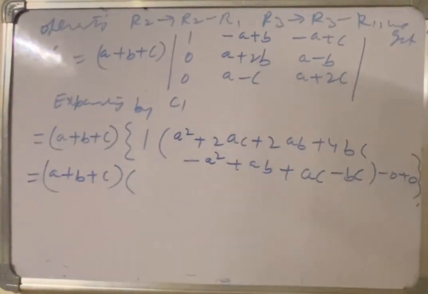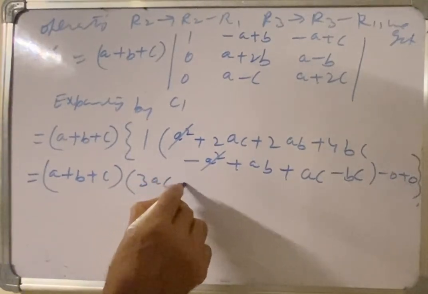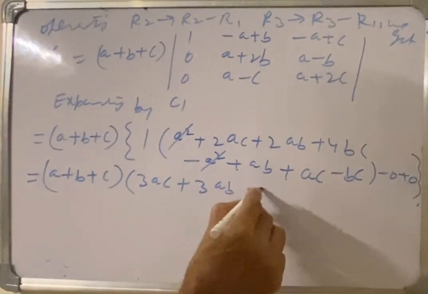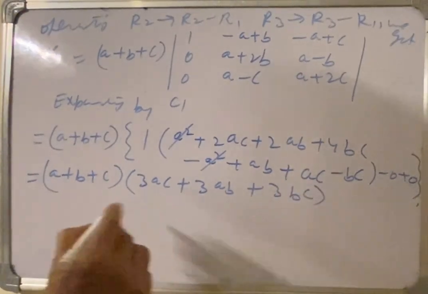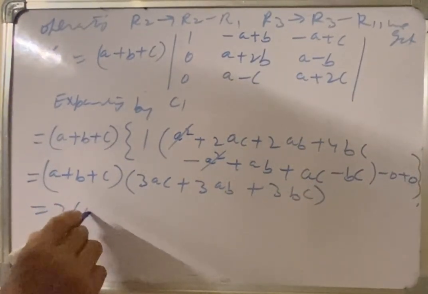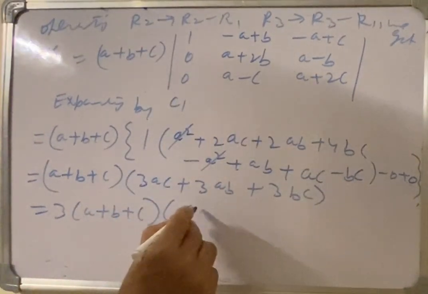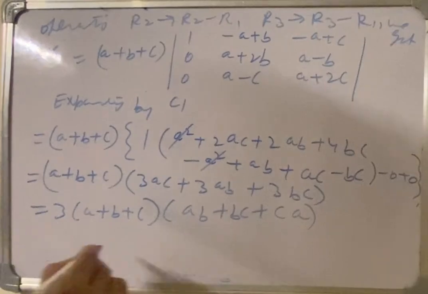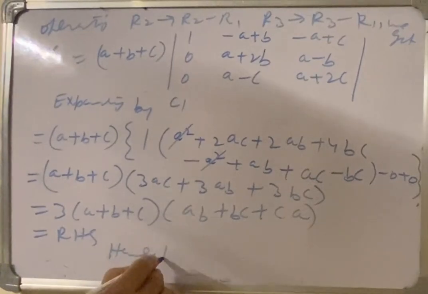Now calculate this. A square will be cancelled. 2AC plus AC is 3AC, plus 2AB plus AB is 3AB, plus 4BC minus BC is 3BC. Taking 3 common, 3 into A plus B plus C into AB plus BC plus CA is equal to right hand side, hence proved.